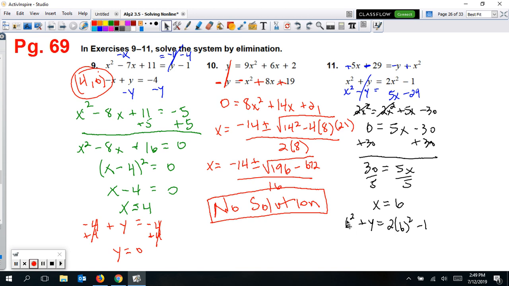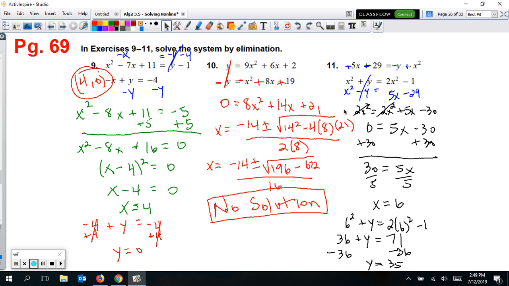So we have 6 squareds both here becoming 36. So this will be 36 on this side. This will be 36 times 2, which would be 72 on that side. So we're going to get 36 here plus y. 72 minus 1 is 71 now on this side. And all we have to do is just subtract 36. And so now 71 minus 36 gives us y is equal to 35.